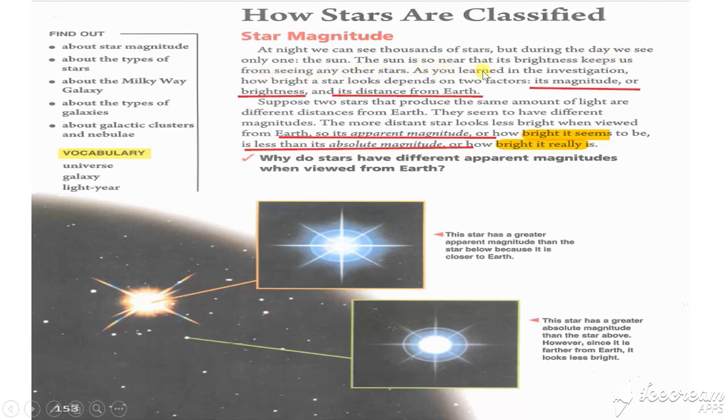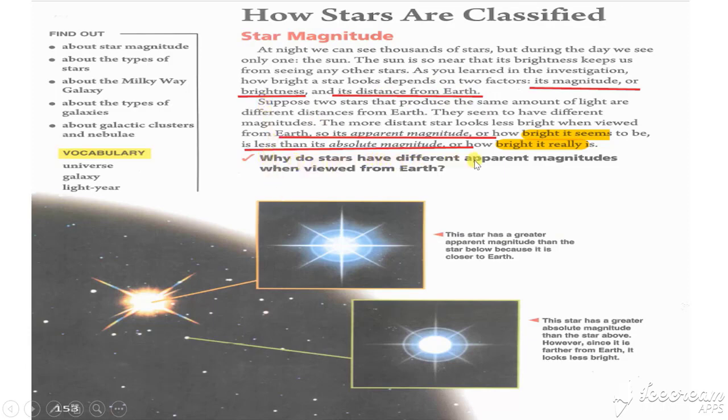As you learned in the investigation, how bright a star looks depends on two factors. Number one, its magnitude or brightness. Or number two, its distance from Earth.